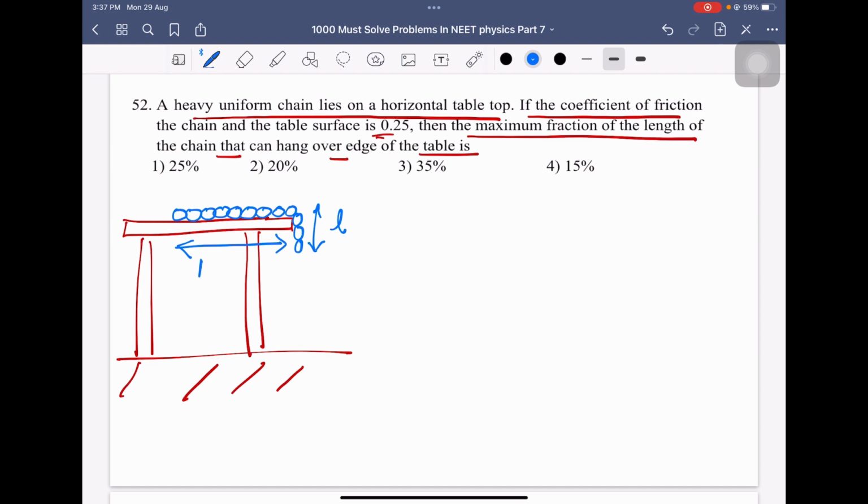So the length of the chain which is on the table is L minus l. Total length of the chain is capital L. Length of the hanging portion is small l. Length of the chain which is on the table surface is capital L minus small l. Now the question is the maximum fraction of length of chain that can hang over the edge of the table.